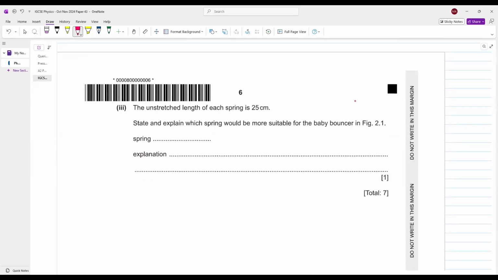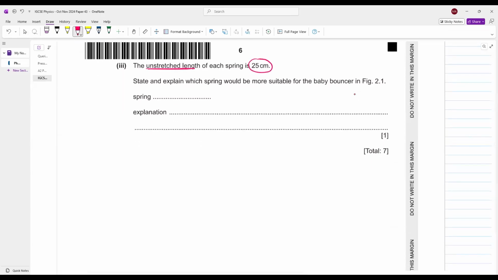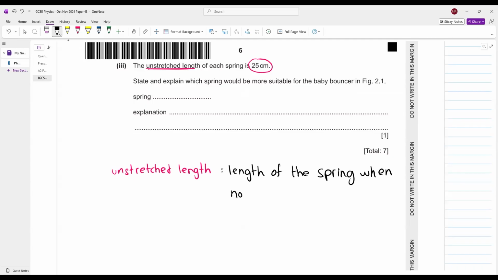The unstretched length of each spring is 25 centimeter. Okay. So what is unstretched length? Do you guys remember what unstretched length is? Unstretched length is basically the length of the spring when no force is applied.